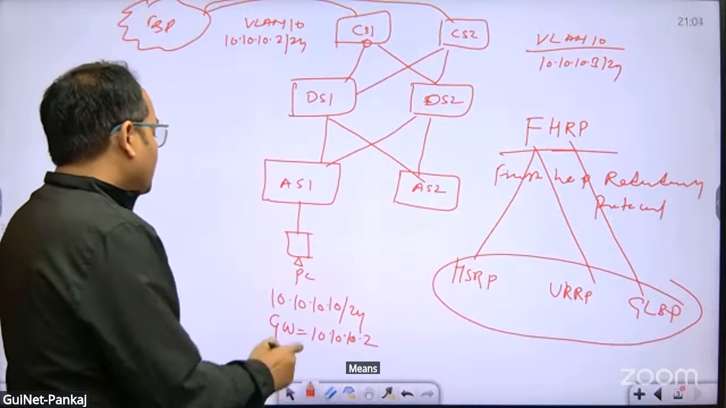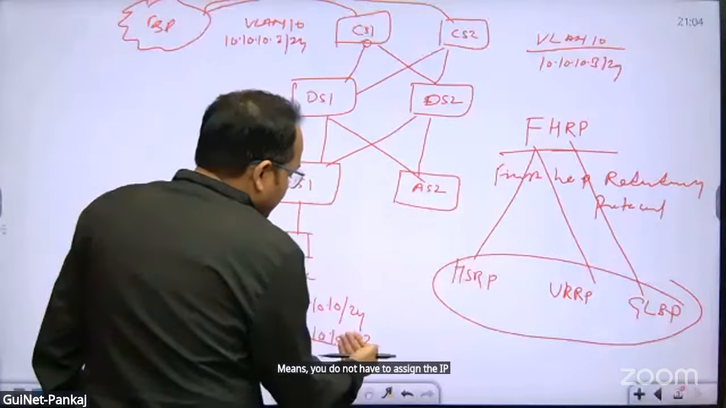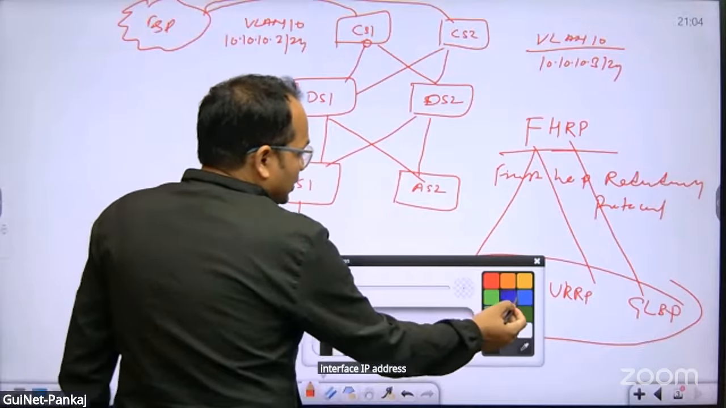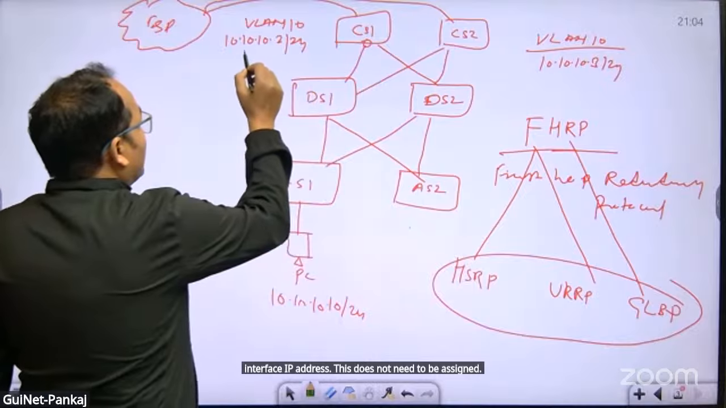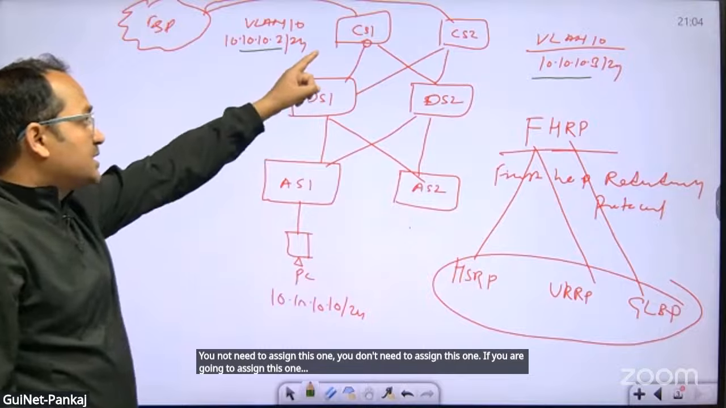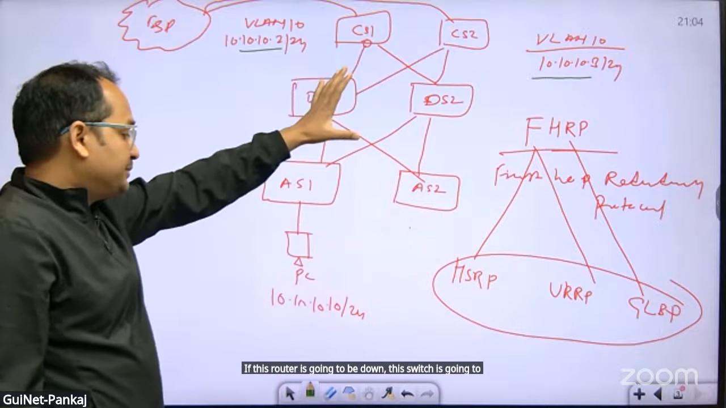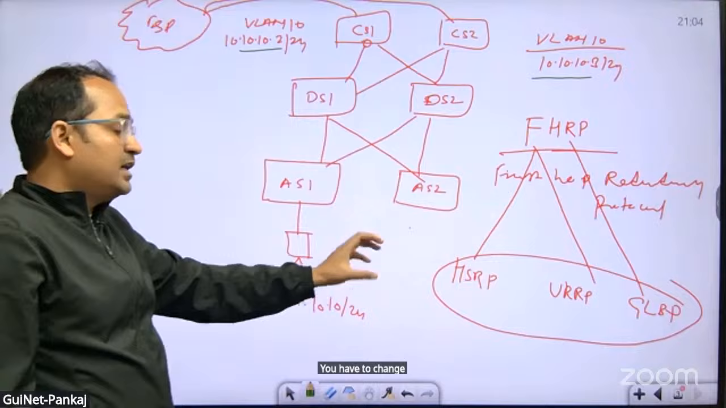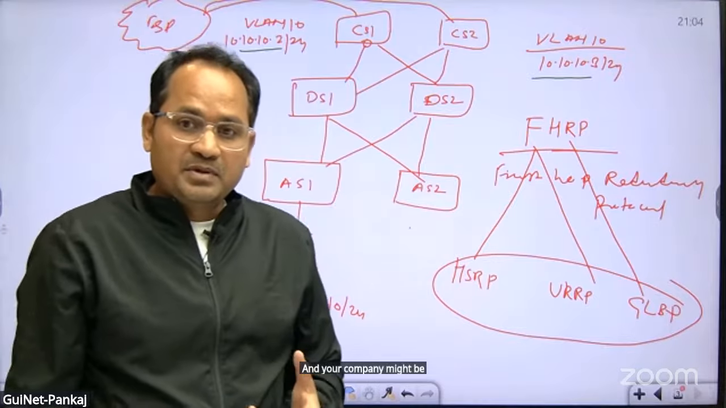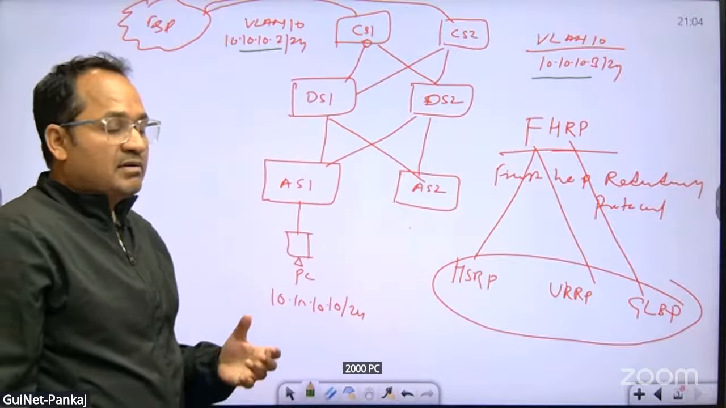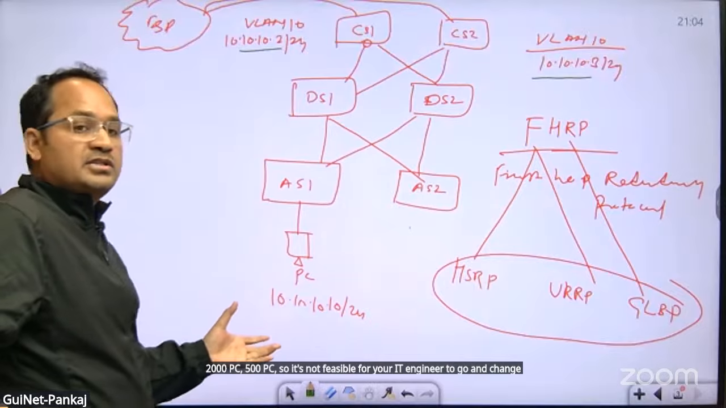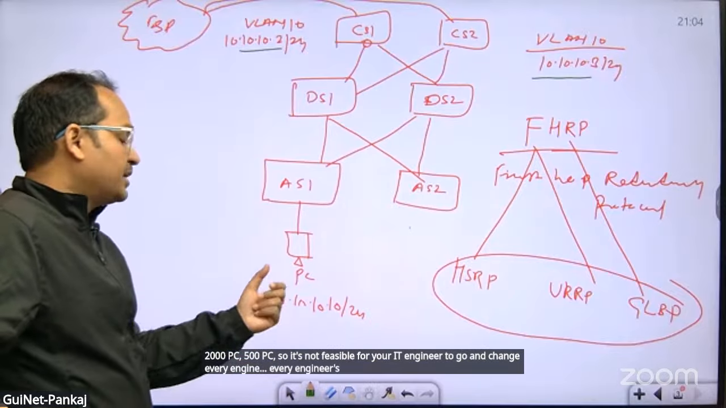It means you do not have to assign the interface IP address as the gateway. If you do assign it, and this router or this switch goes down, you have to change the gateway on all client PCs manually. Your company might have thousands of PCs, 2000 PCs, 500 PCs, so it's not feasible for your IT engineer to go and change every gateway address manually.